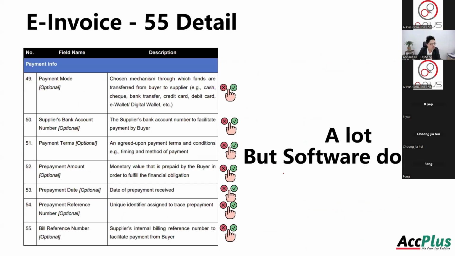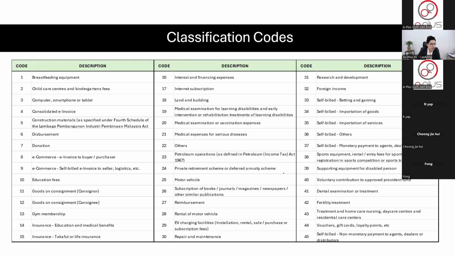And other than that, when you fill out all the information, IRB also wants to know what is the classification code that you want to use. This classification code actually refers to the product or the services that you are going to offer to your customer.